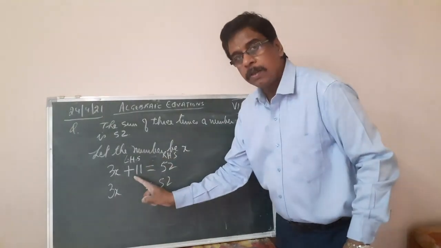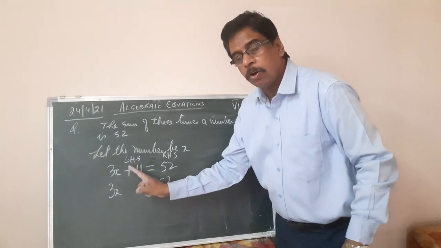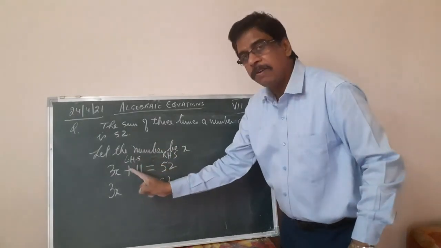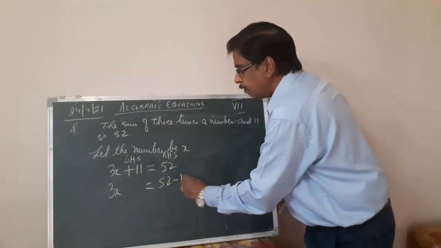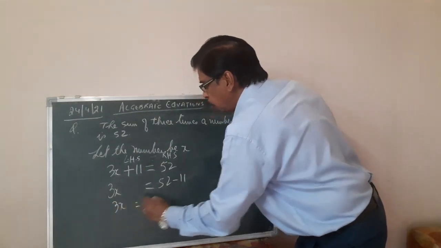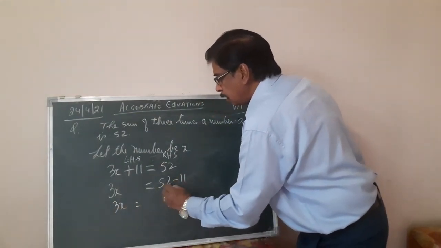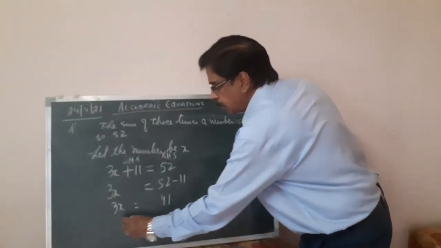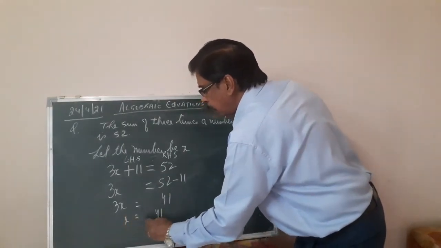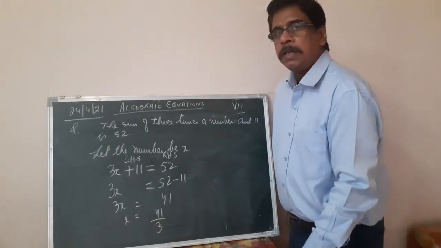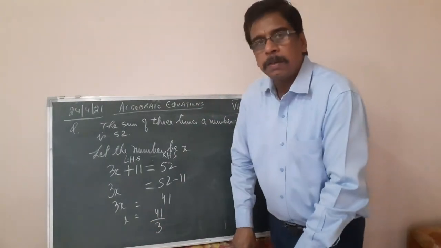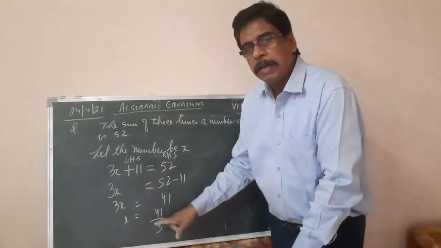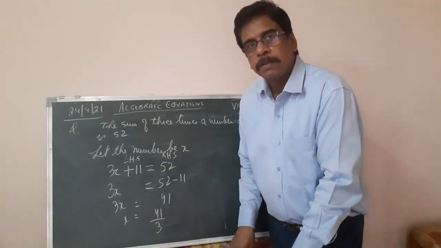Bring this 11. It's a constant. Bring it on the right hand side. So plus 11, when we bring it this side, becomes minus 11. So 3x is equal to 52 minus 11 is 41. So x is equal to 41 upon 3. This is how we get your sum. This will be the value of x.